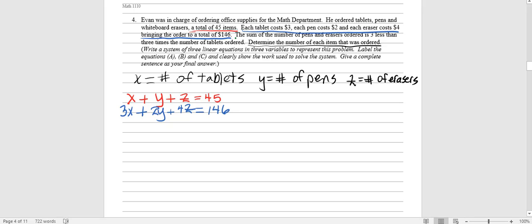And then the sum of the number of pens and erasers. So that's y plus z. The sum of the number of pens and the number of erasers. Sum means to add. Is 3 less than, so is equals, 3 less than means subtract 3. 3 less than 3 times the number of tablets ordered. So 3 less than 3x.